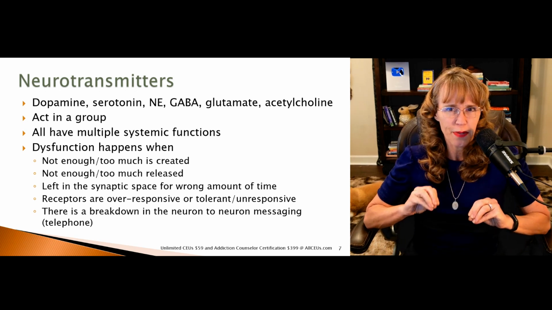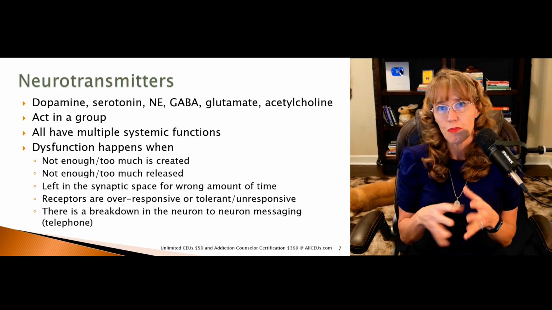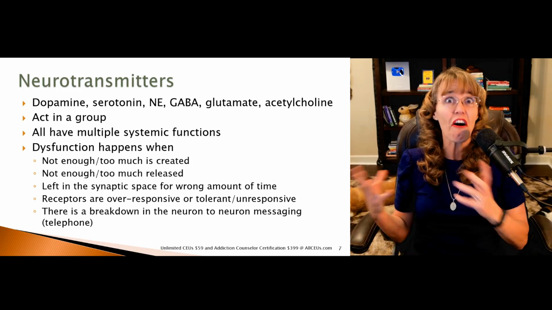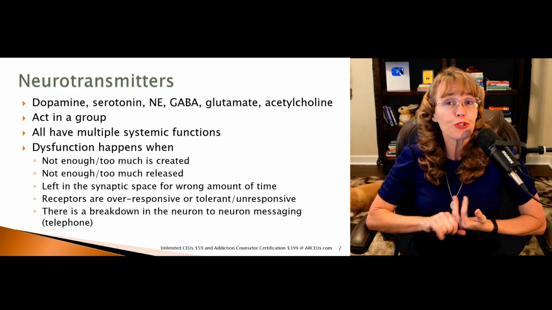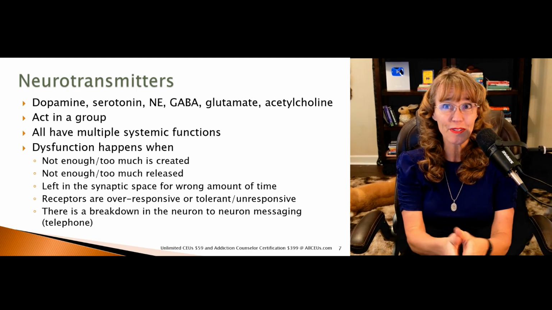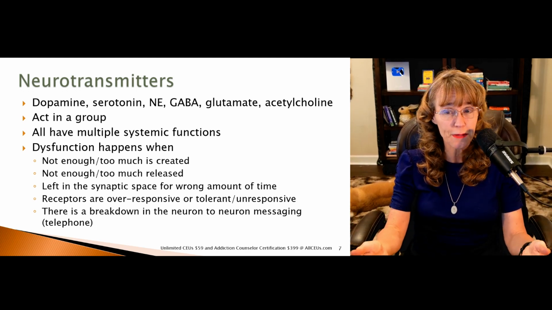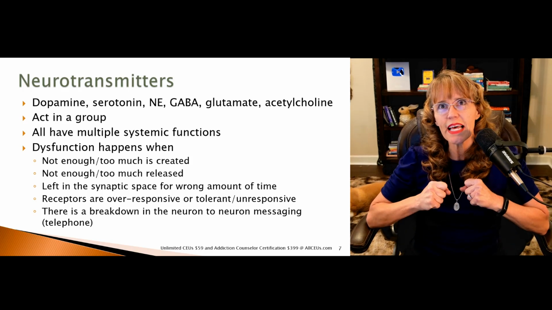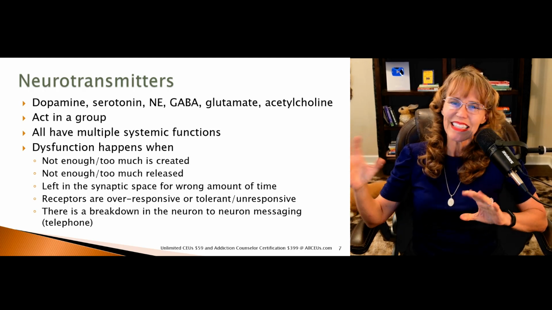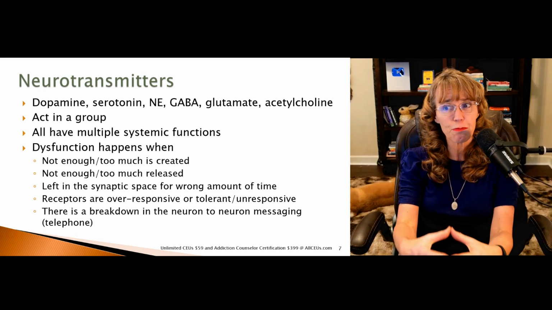When we talk about neurotransmitters, it's important to remember that dysfunction happens when there's not enough or too much is created. When people don't eat the right foods, for example, or they don't absorb the nutrients they need, they may not be able to make enough. Or not enough or too much is released. Let's think about serotonin or dopamine. We know that both of those, when you have too little or too much, you have mood and physical symptoms. So if somebody is having symptoms, say, anxiety, for example, we may say their serotonin may be too high. That's not necessarily true. Too much could have been released. It could have been left in the synaptic space for the wrong amount of time.